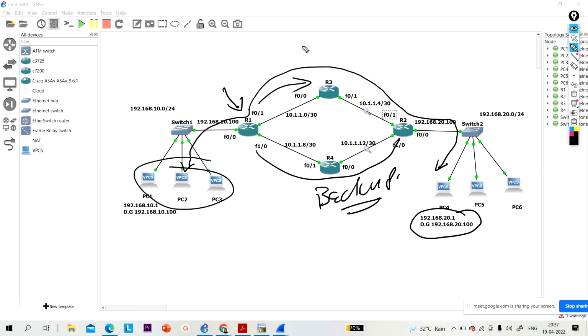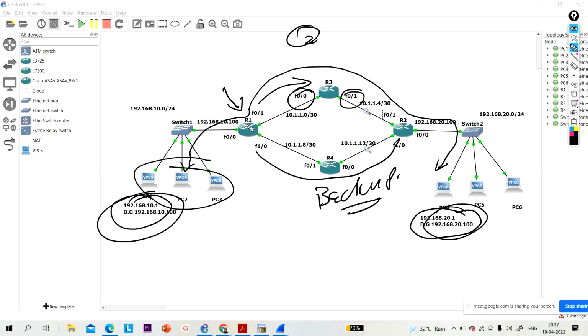On R3 I will configure two routes. First one is this one. For this one, exit interface will be FastEthernet 0/0, and for this network, exit interface will be F0/1, right? Means for this network, default gateway will be R1, and for this network, next hop will be R2, right? And on this router, you have to configure this network via R2, right? So this link will never be used.